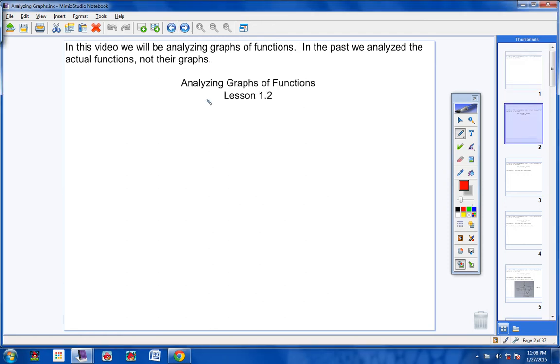Your heading for today is Analyzing Graphs of Functions, Lesson 1.2. Be sure to include today's date. Analyzing Graphs of Functions, Lesson 1.2.